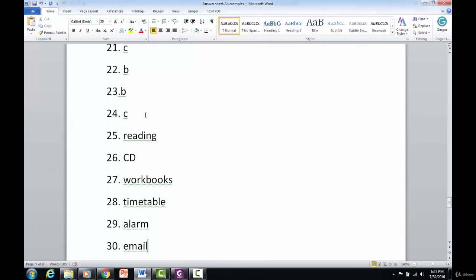So those are the answers. C, B, B, C, reading, CD, workbooks, timetable, alarm, email. Hopefully you're able to get no more than 2 wrong. If you're able to get no more than 2 wrong, then you're on your way to getting a score of 7 or higher. All right.